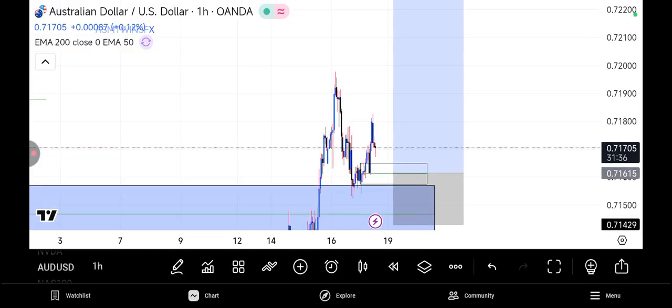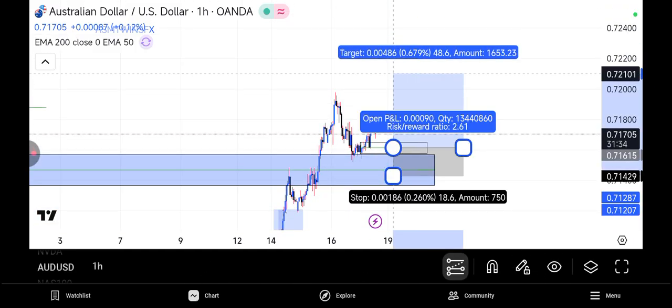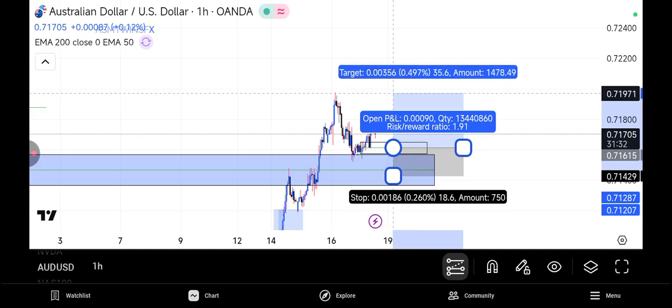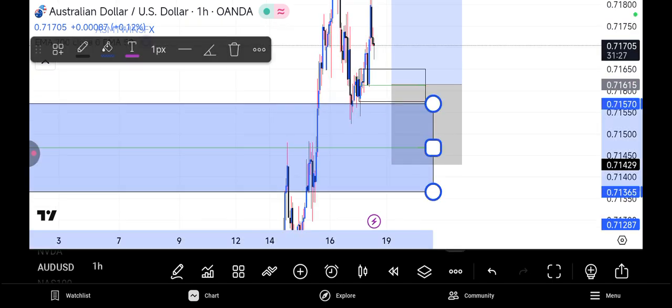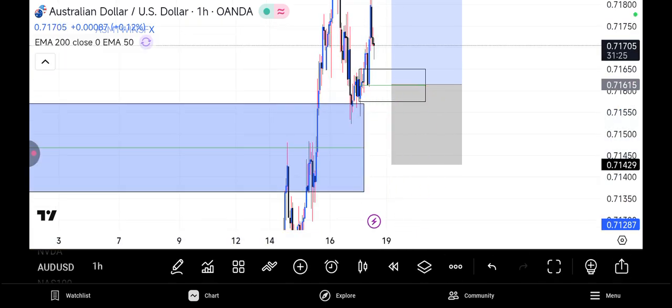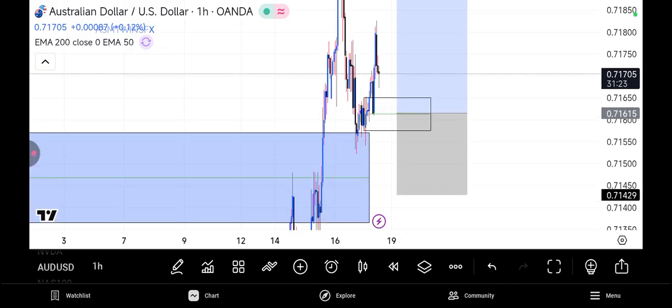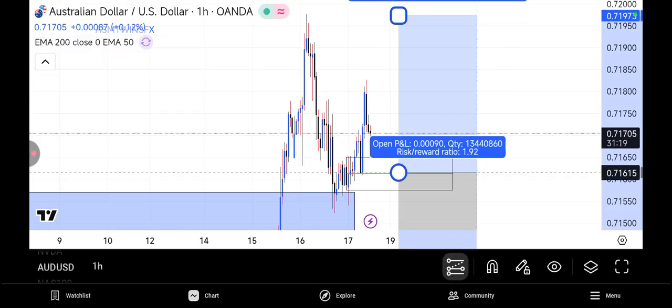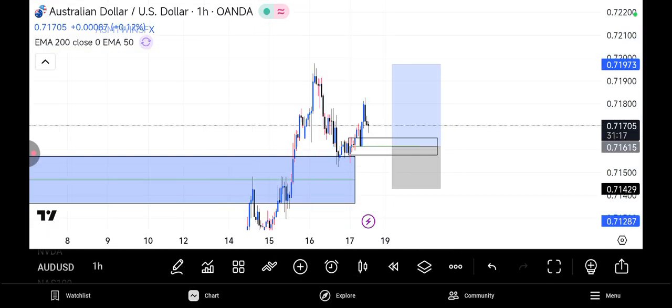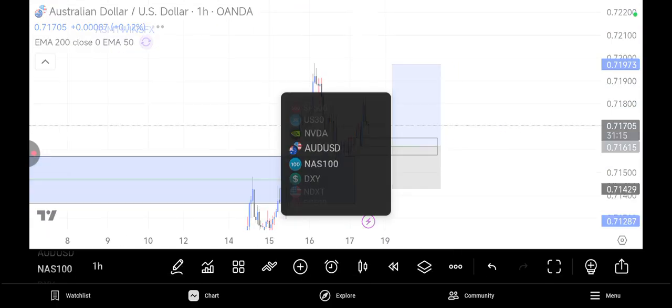Let me put the stop here. Cool. What are we aiming for? Let's aim for the recent high. You can see it. This will come to this area, and this will be our position for the day. That's it for AUD. Let's go to NAS.